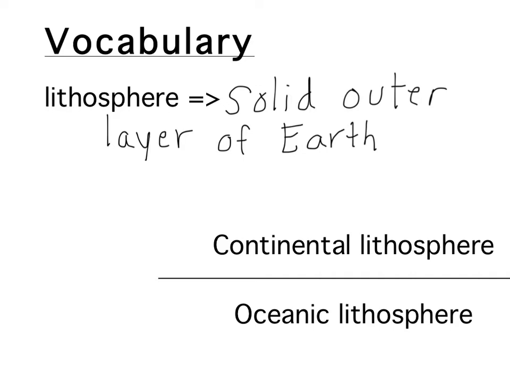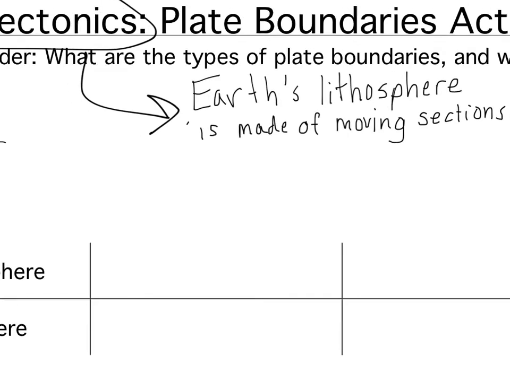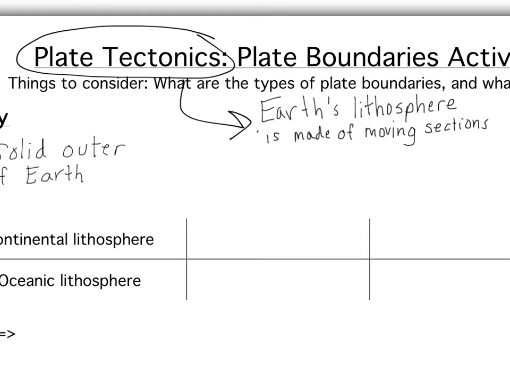What is the general idea of plate tectonics? So plate tectonics is just the overall general idea. There's that lithosphere, that solid outer layer of the Earth, is made of moving sections. So there's lithospheric plates or tectonic plates, and those chunks are moving, and because of that we get the kind of things you guys were talking about with the spreading, the drifting, the melting, the shaking, all that sort of thing.